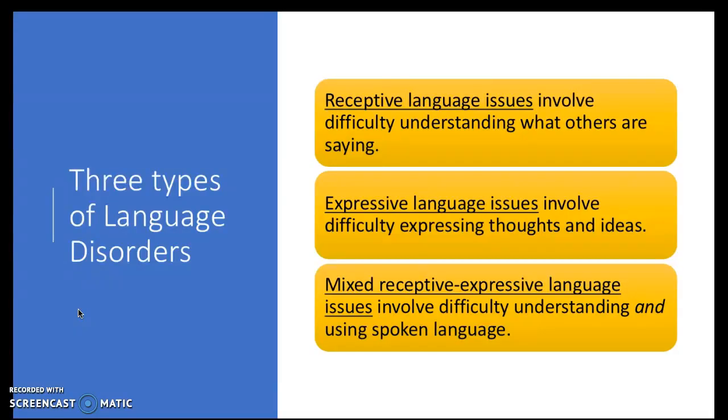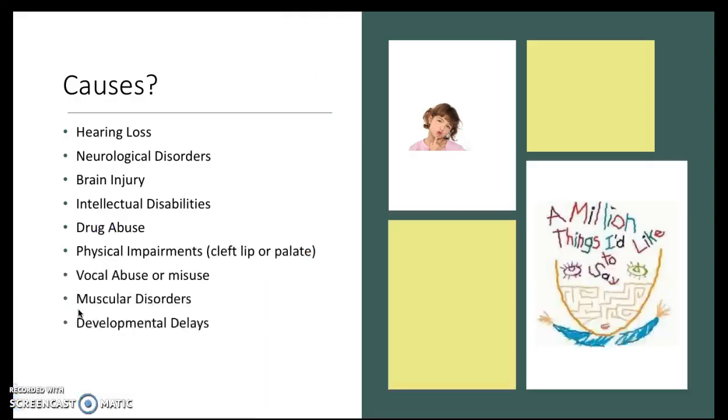There are three types of language disorders that are really important to recognize, especially as children are developing, from the ages of one or two whenever they start speaking up until they're in their early education, is looking for these signs. If they're having receptive language issues, which involves difficulty understanding what others are saying. If they're having expressive language issues, which involves difficulty expressing their thoughts and their ideas. And mixed receptive-expressive language issues, which involves difficulty understanding and using spoken language.